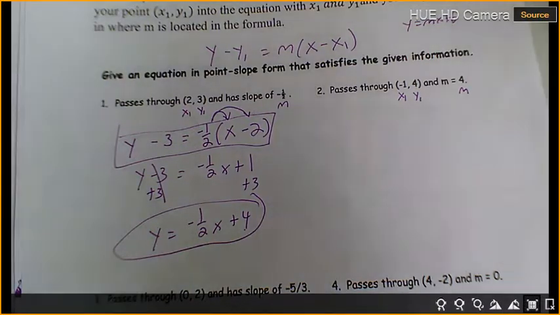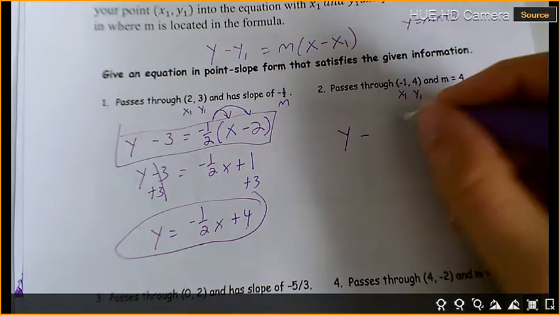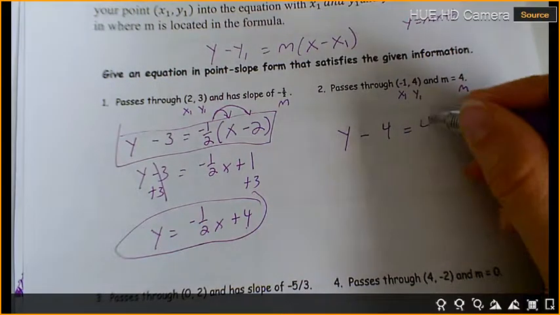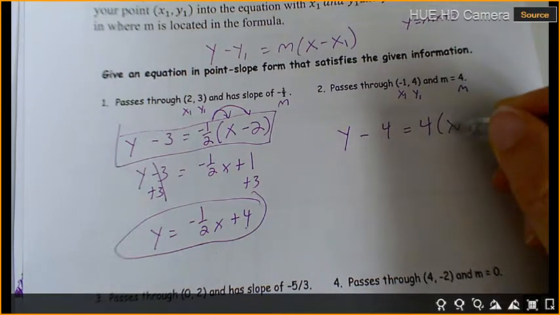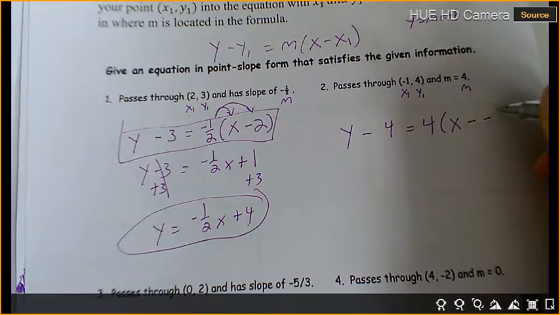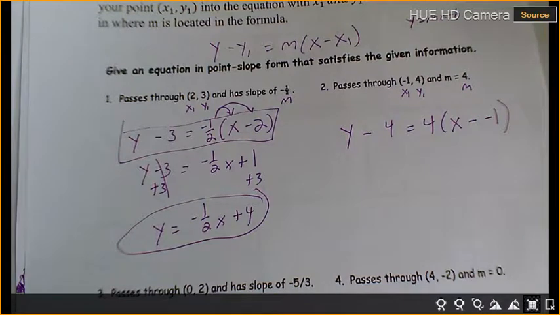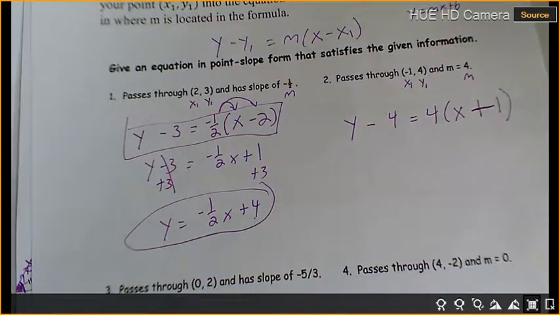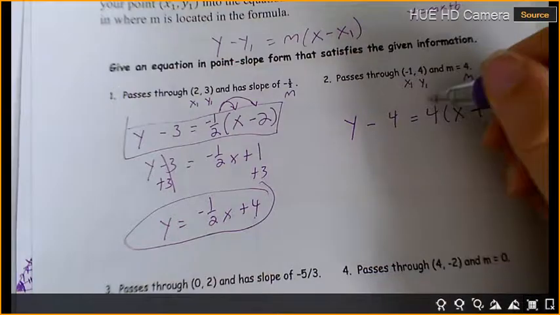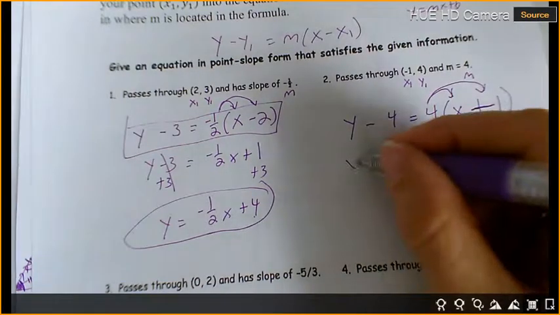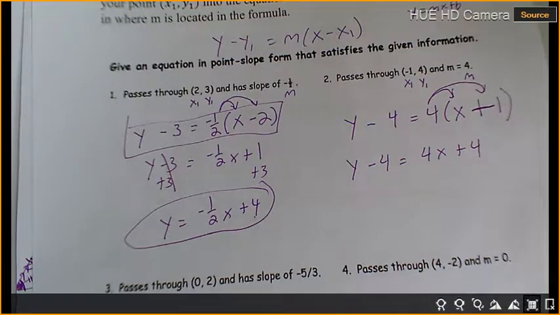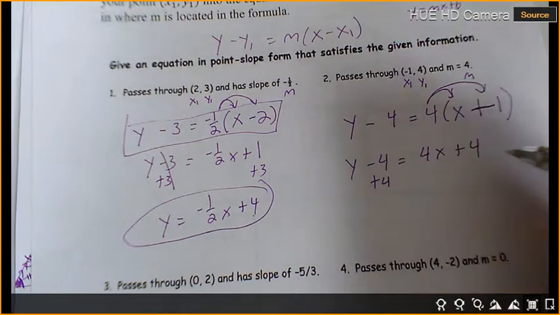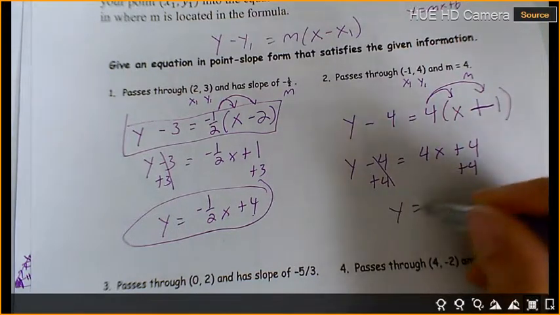Okay. All right. So we should have y minus 4 equals the slope times x minus x1, which is negative 1. 2 negatives make a? Okay. All right. Now what do? I want to get it in slope intercept, so I'm going to distribute. Good. So it gives me 4x plus 4. Now what do? Add 4 to both sides to get y by itself. Yes.